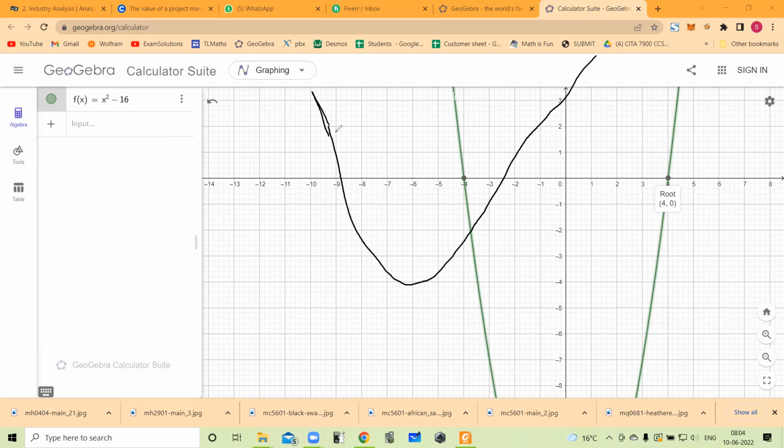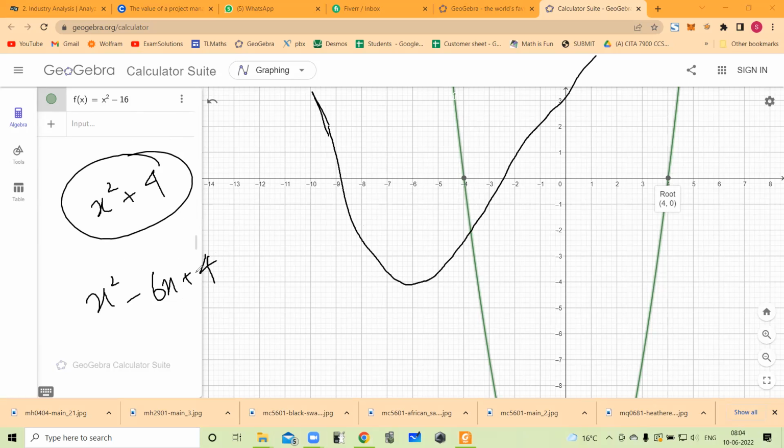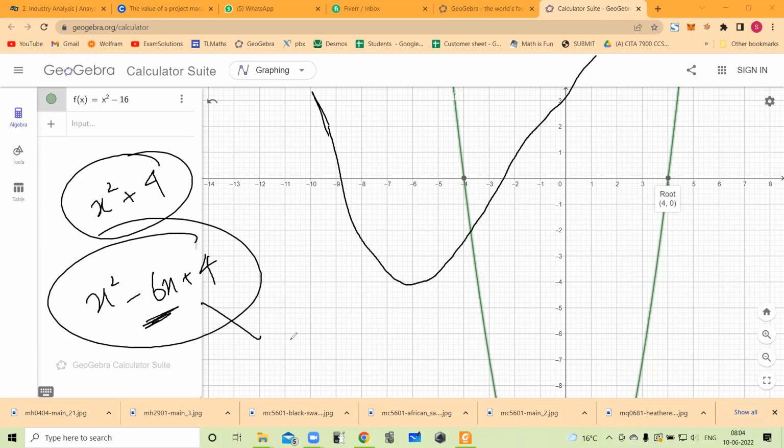Right. So if the equation is like x squared plus 4, then it is clear that it is obviously above the x-axis. But if it's like x squared minus 6x plus 4, then this minus 6x can make things change. At that time, you have to calculate the discriminant, whether it is 0, greater than 0, or less than 0.